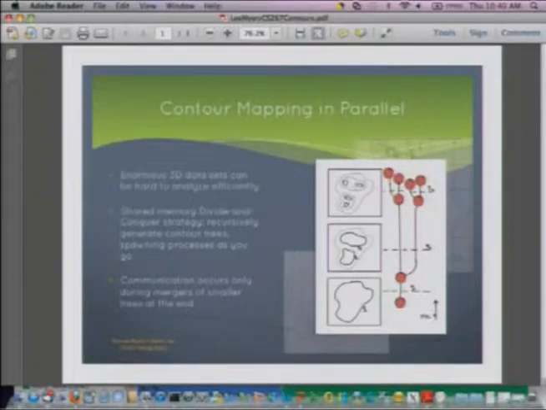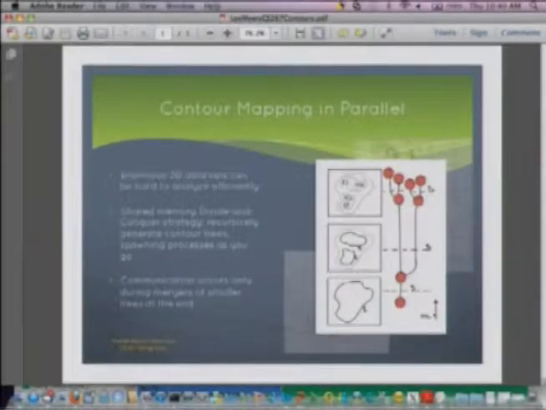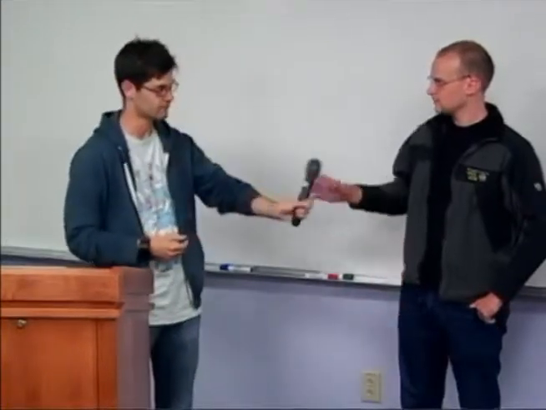And that knowledge is contained in something that's called the contour tree, which contains information about the local extremum. In order to determine that, you need to scan through all your data and essentially determine where these local extremum are. So that's where parallelism can come in.